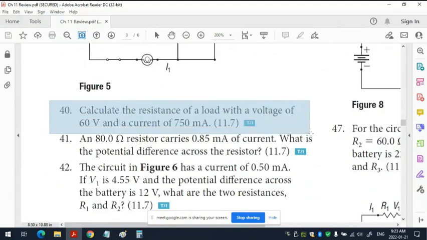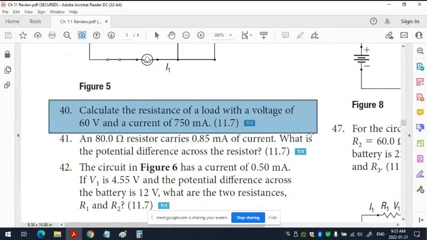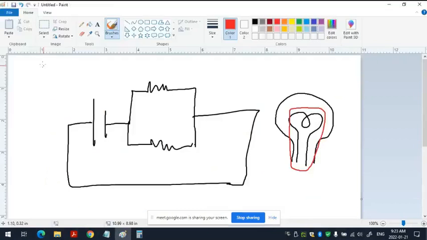Okay, this one. Calculate the resistance. What's the only equation we have for resistance? When it's combined in a circuit, there you go. I equals V over R, or V equals IR. So we have a voltage of 60 V and a current of 750 milliamps. All right? So we'll do this.